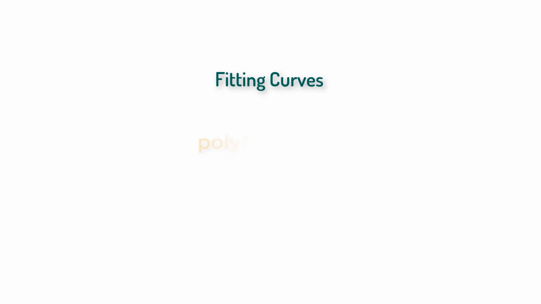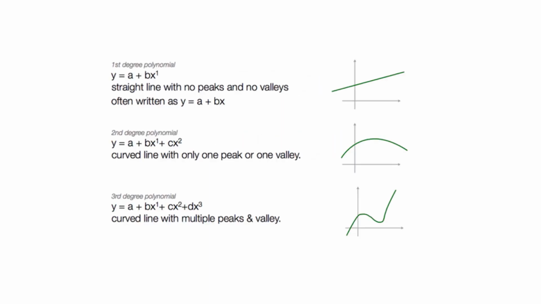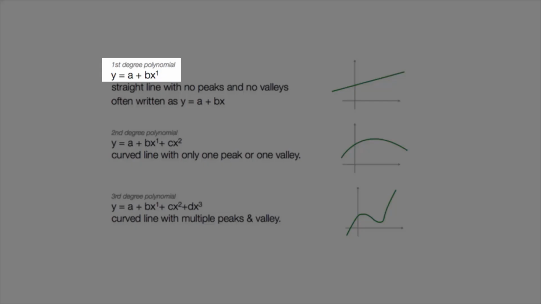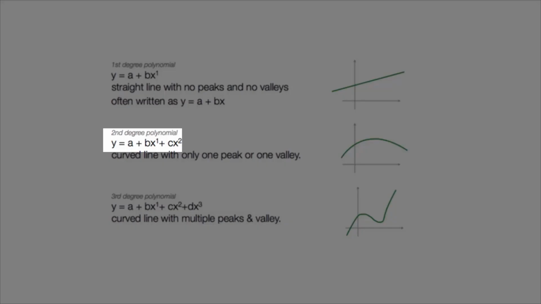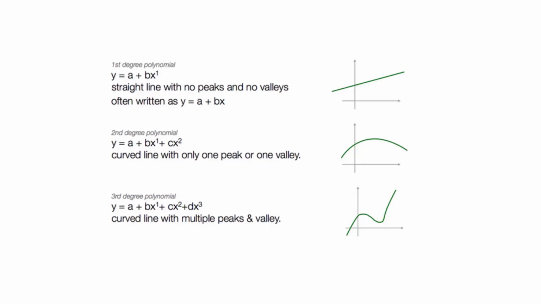Now let's see how to fit curves using polyfit and polyval. Okay, so let's talk about polynomials in general. A first degree polynomial has 2 coefficients, a and b. Second degree polynomial has 3 coefficients, a, b, c. Third degree polynomial has 4 coefficients.